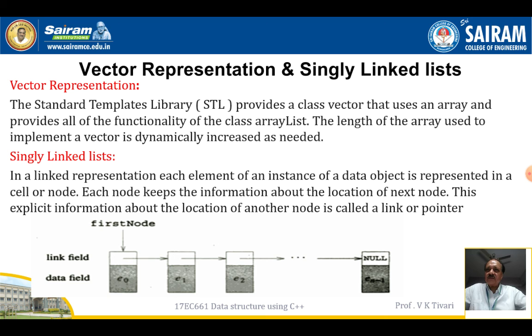Singly linked list. In a linked representation, each element of an instance of a data object is represented in a cell or node. Each node keeps the information about the location of the next node. This explicit information about the location of another node is called a link or pointer, as it has been defined. The first node has a link field and a data field. A linked list is connected from one node to another till the end of the linear list.